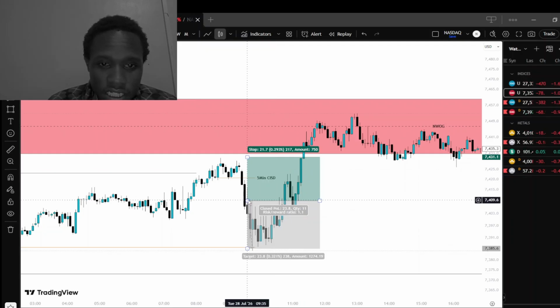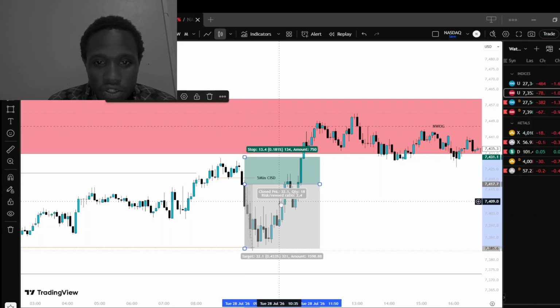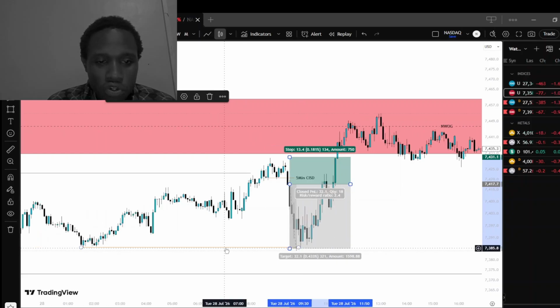But if you look at it, if I would have entered that trade here at 74.17, then I would have achieved a total of 2.4. So I would have closed most of my positions before price started reversing, but that was not the case. And the reason is simple.